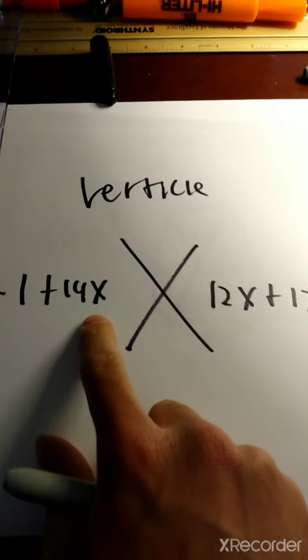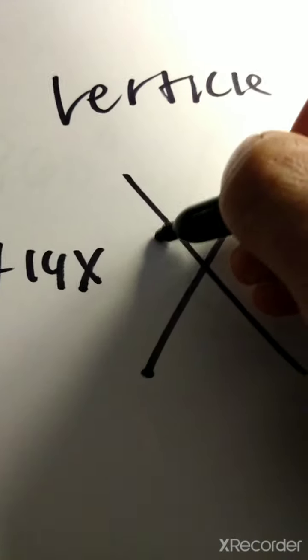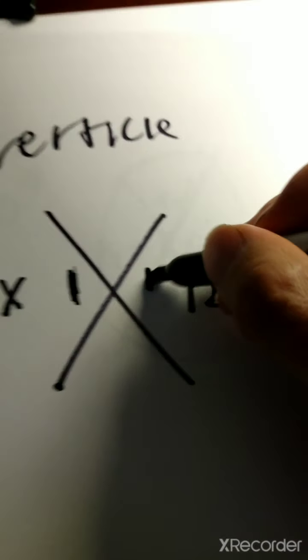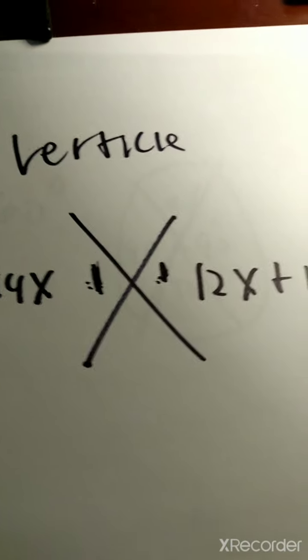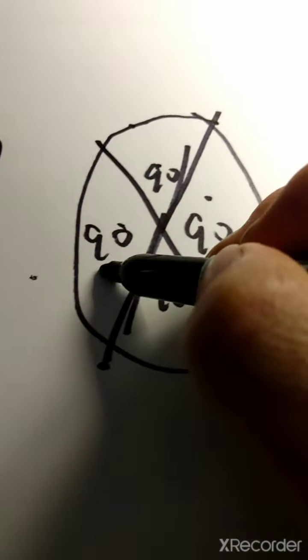But in this scenario, we're going to try and figure out how many degrees is in this one, and how many degrees is in this one. So these two are going to be the same. Just like this example right here. This is the same thing as that.